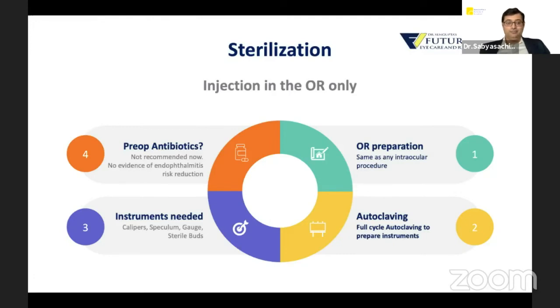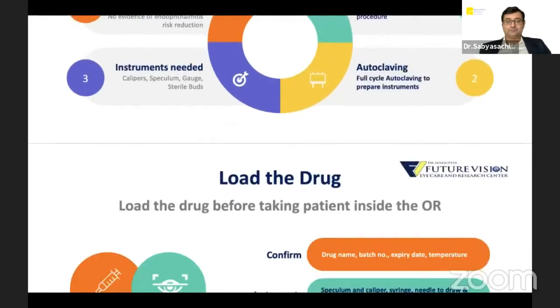Then the instruments needed are relatively simple. You need calipers to measure distance from the limbus. You need a speculum to keep the eye open. You need gauze and sterile buds, and that's about it. And the role of preoperative antibiotics: I think it's not recommended anymore, and there is no evidence that the risk of endophthalmitis reduces. So preoperative antibiotics are not really recommended.